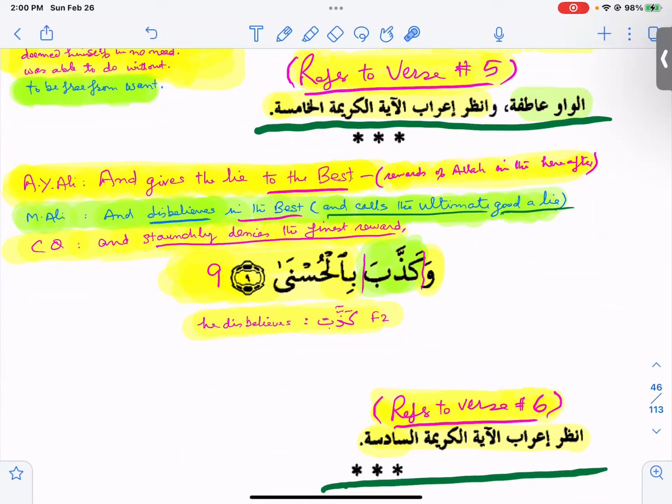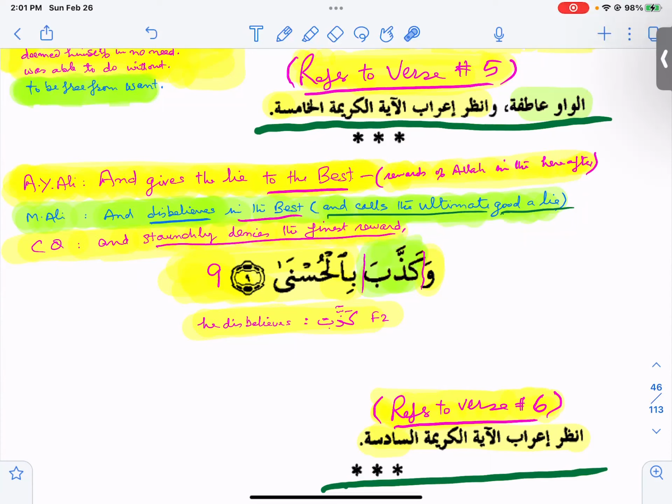And that thing that this believer says, he says it's a lie. Gives a lie to the best. He disbelieves in the best. What is the best? He calls the ultimate good a lie, the reward on the Yawm al-Qiyamah. Clear Quran: and staunchly denies the finest reward. Yes, that is the meaning of it.